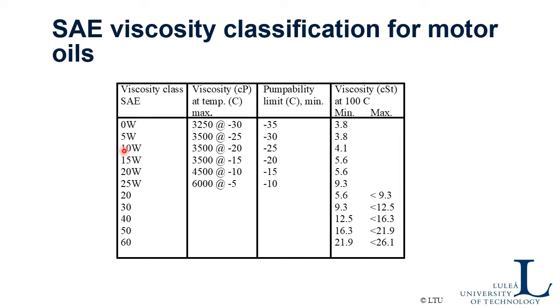So a 10W40 means that it has a certain viscosity, in this case at minus 20 degrees, and the 40 tells you that at very high temperature it has a certain interval of viscosity. Nowadays we are trying to make oils with as good low temperature performance as possible, and we may also try to reduce the viscosity of the oil to lower the power consumption or power losses in the engine. So we try to have as low numbers as possible both here and here.